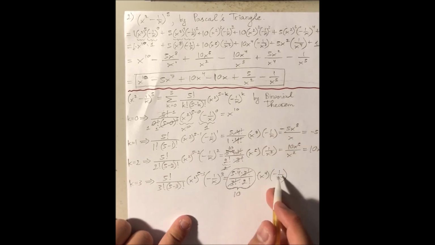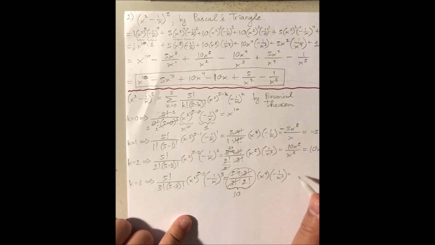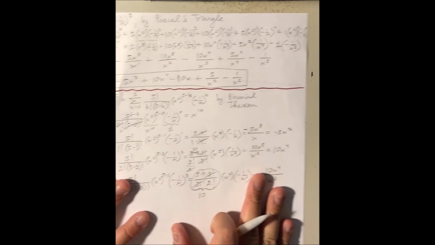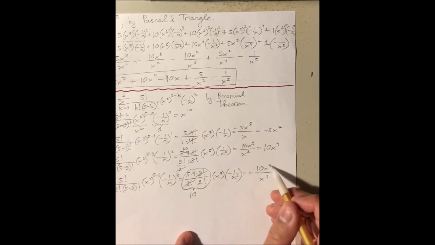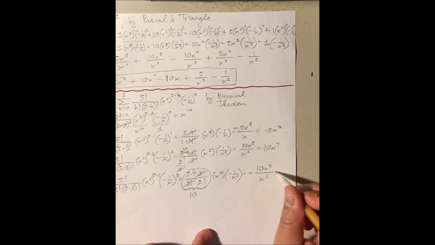10 times x to the 4th times negative 1 over x cubed is going to be negative 10 x to the 4th over x cubed. Like that. x to the 4th over x cubed is just going to be x. So this is going to be negative 10x.